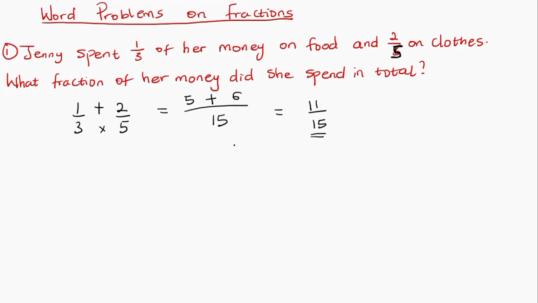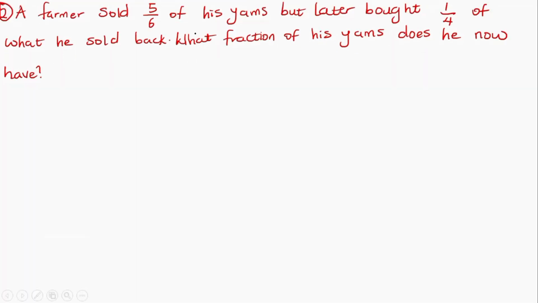So guys, let's take a look at the next example. Right, so we have this right here. A farmer sold 5/6 of his yams, but later bought 1/4 of what is sold back. What fraction of his yams does he now have? So the first thing we want to do is to simply subtract this. A farmer sold 5/6 of his yams, but later bought 1/4 of what is sold back. So we want to simply subtract 1/4 from 5/6, because the question is asking us to look for what he has presently. Okay, so in this case, we want to look for the LCM of 6 and 4.